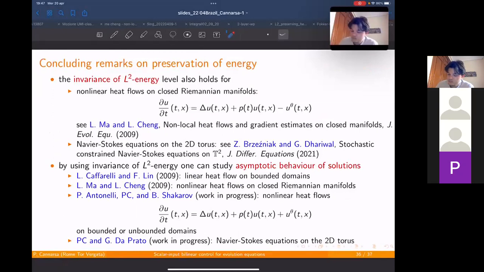By using the L2 energy invariance, one can study the asymptotic behavior of solutions. This has been done in the linear case by Caffarelli and Lin, for this kind of equations by Mai and Cheng, but it is very interesting to do the same analysis when the nonlinear term has the opposite sign, the bad sign with a plus, or for Navier-Stokes equations on the torus. And this is work in progress that will need a whole new seminar to be described. So maybe we keep the details for the future, also because the work is just in progress now.